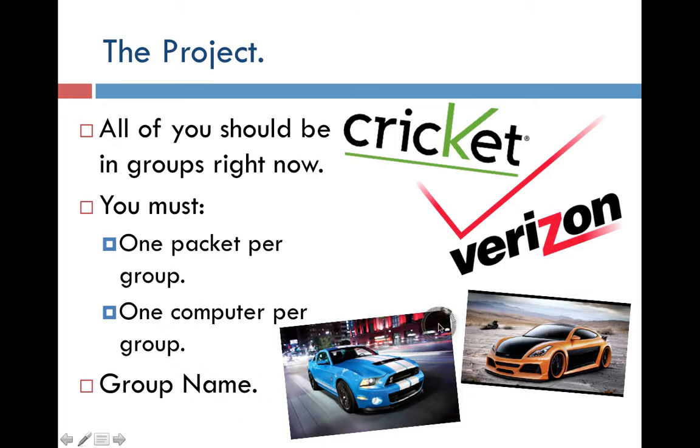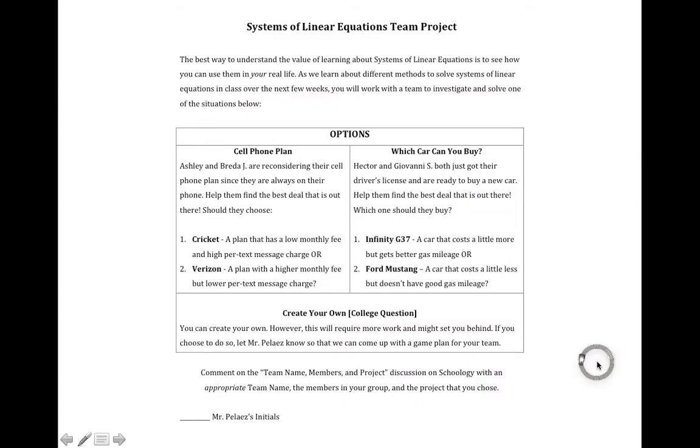And the whole point of this project is to pretty much show you how systems of equations are used in real life. And I'm going to go over to explain how I got these pictures. There's a problem pretty much that involves Creative Horizon. There's a problem that involves the Mustang and the G37. So here's the packet that you got. Here's a description. It's pretty much what I just said.